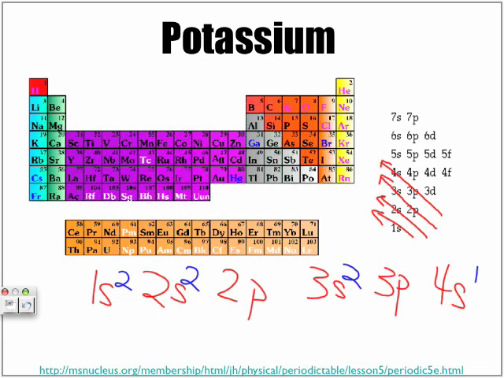Now, how many electrons can all those p's hold? That's so easy now. It isn't that hard. Because the K is right there. The 4s is the 4th thing, and K is right here.